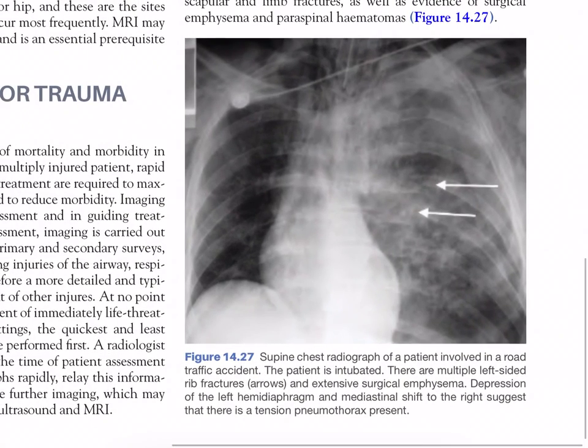Figure 14.27, supine chest radiograph of a patient involved in a road traffic accident. The patient is intubated. There are multiple left-sided rib fractures, arrows are shown in the diagram, and extensive surgical emphysema. Depression of the left hemidiaphragm and mediastinal shift to the right suggests that there is tension pneumothorax present.